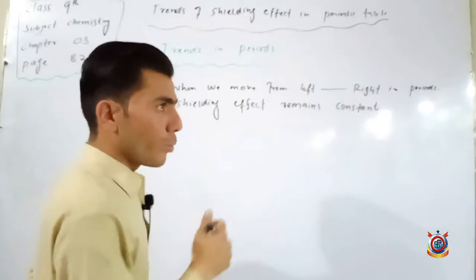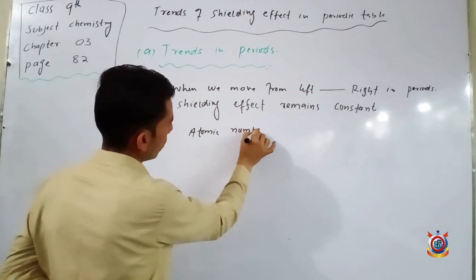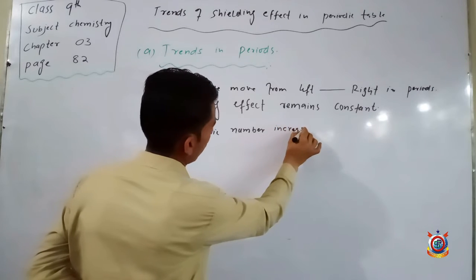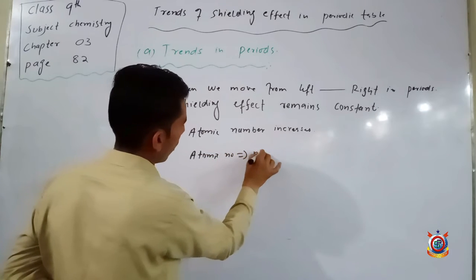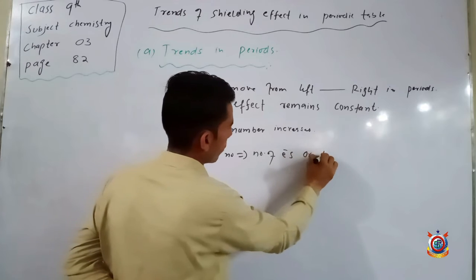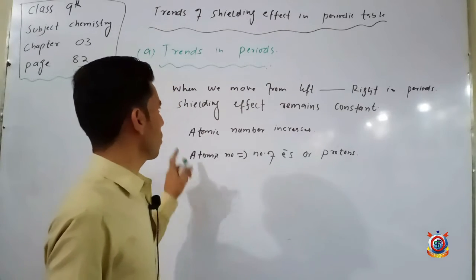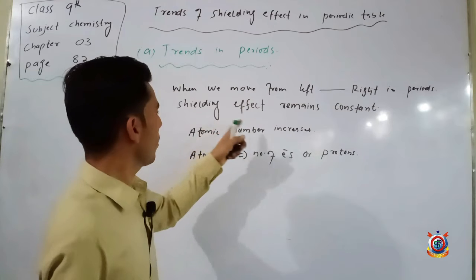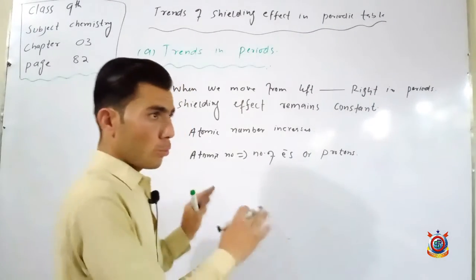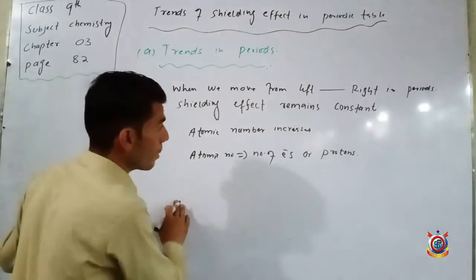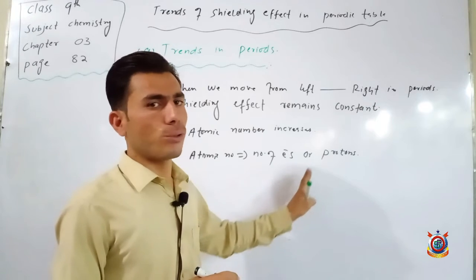So as we know, when we move from left to right, what happens? Atomic number increases. And atomic number is what? Number of electrons or protons. When we move from left to right in periods in the periodic table, what happens? Shielding effect remains constant. Why does it remain constant? Because atomic number increases. Atomic number is the number of electrons or protons. So when we move from left to right, the atomic number increases, means the positive charge, nuclear charge increases when we move from left to right in the periods.